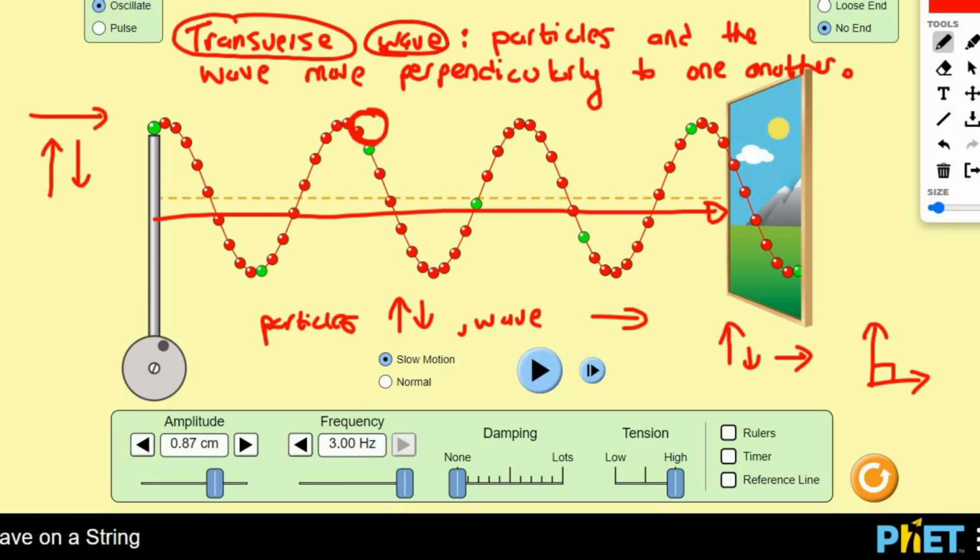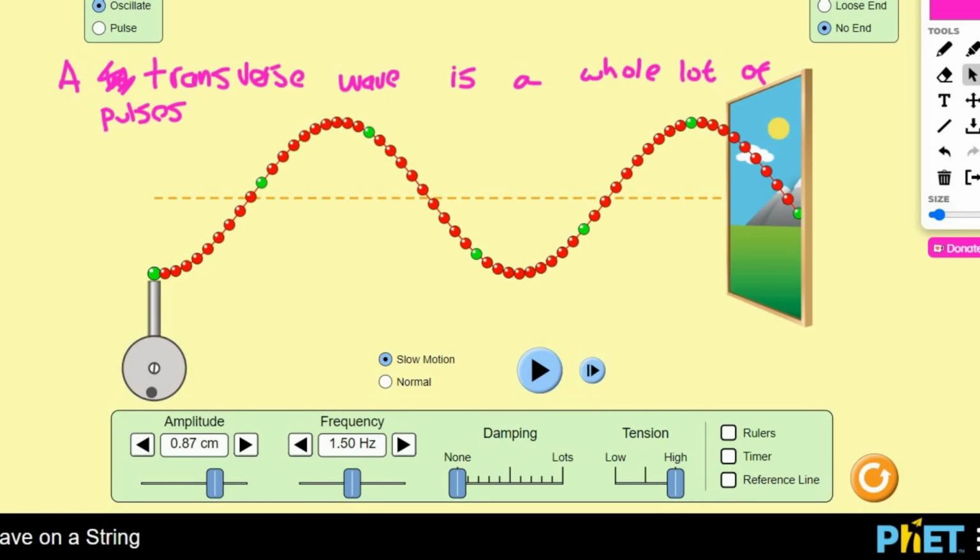In later lessons, we're going to look at longitudinal waves, where things are different. Now we're going to talk about some of the properties of waves. The first property I want to talk about is the distance from the middle line. Remember, your middle line is this line over here. Now the distance from that to the top, or you could also go from there to the bottom, that distance is called amplitude.